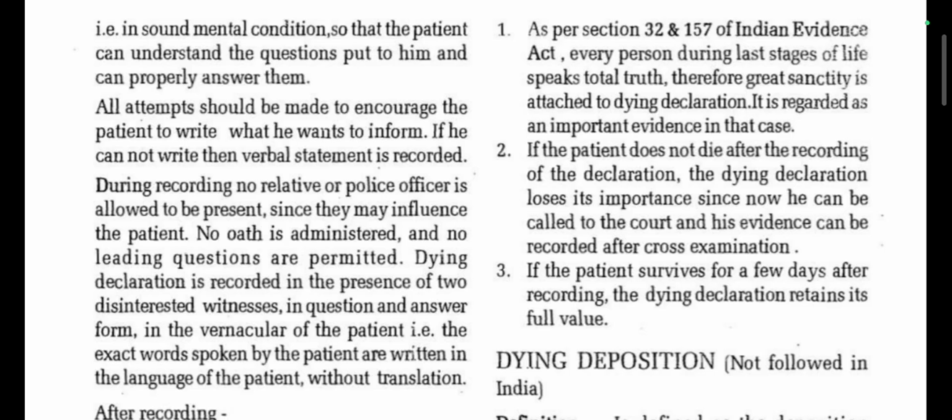Number 2, if the patient does not die after the recording of the declaration, the dying declaration loses its importance, since now he can be called to the court and his evidence can be recorded after cross-examination. If the patient survives for a few days after recording, the dying declaration retains its full value.